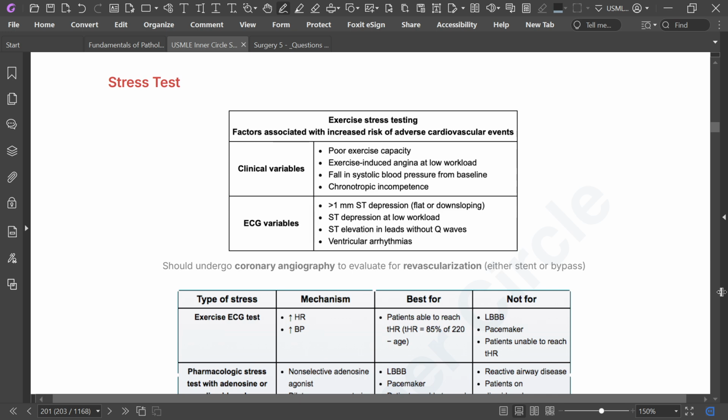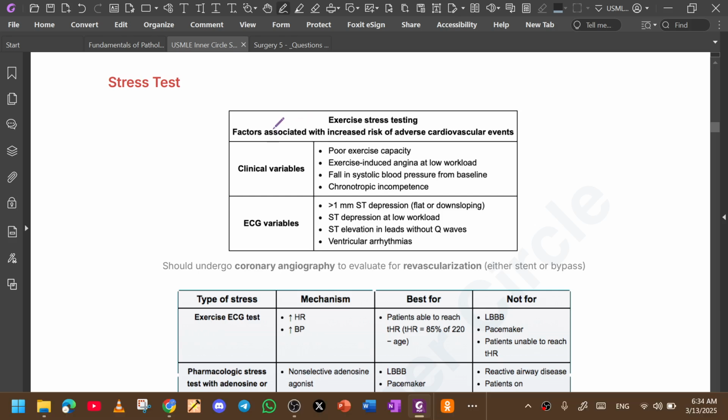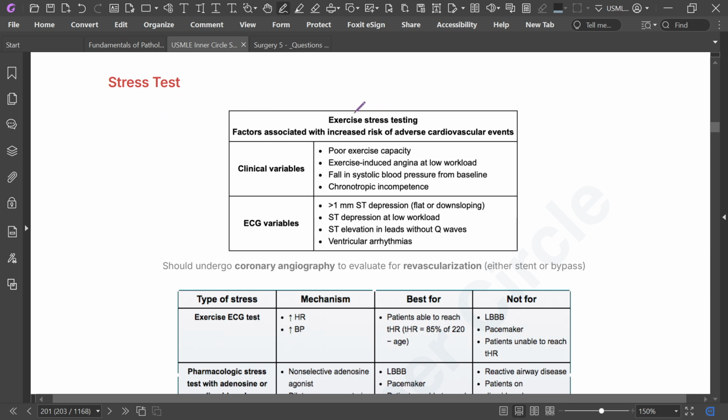Have you ever thought about cardiac stress testing? Well, today I would like to explore that aspect with you. Okay, let's start with the cardiac stress test. In here, there is exercise stress testing.